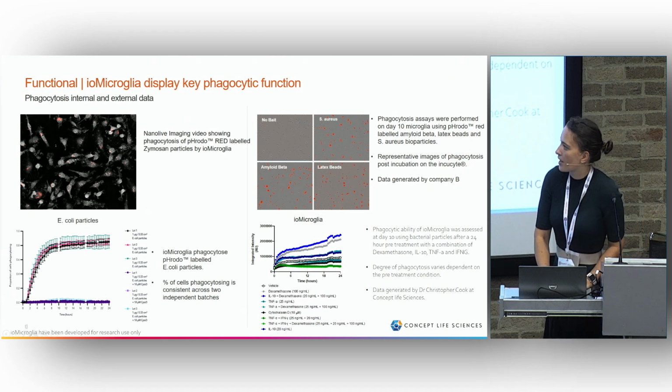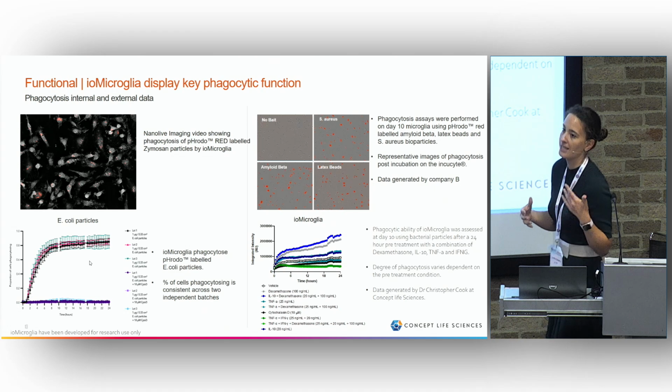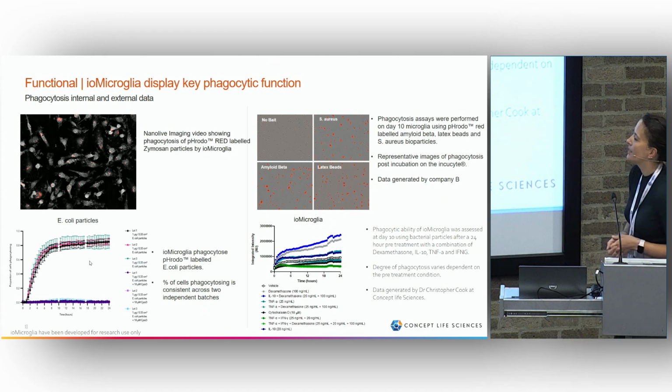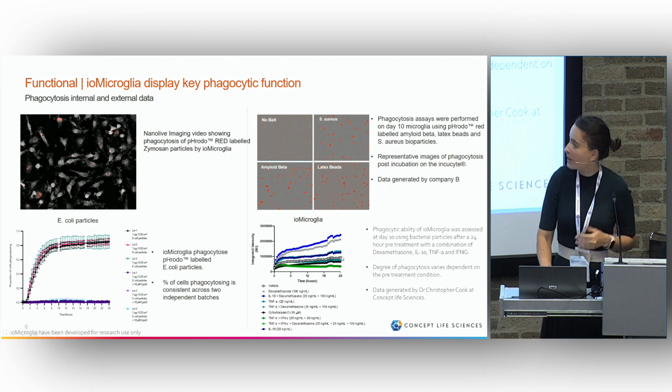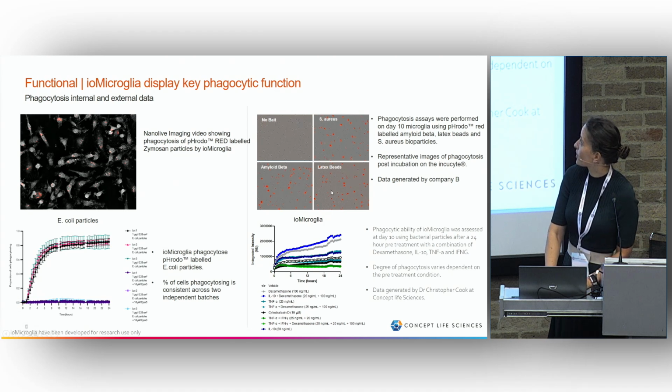So with the same E. coli particles here, we've shown that we get lot-to-lot consistency with Frodo-labeled E. coli particles. This is looking at quantification, so we look at the percentage of the cells within the dish that are phagocytosing. We also look at intensity of phagocytosis as well to make sure that's the same.